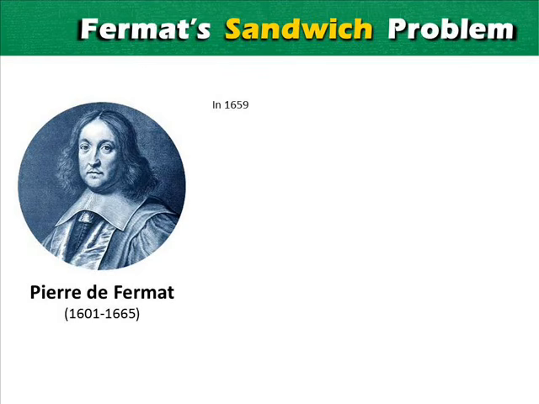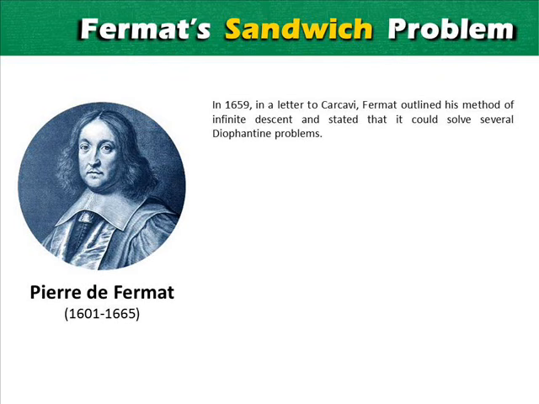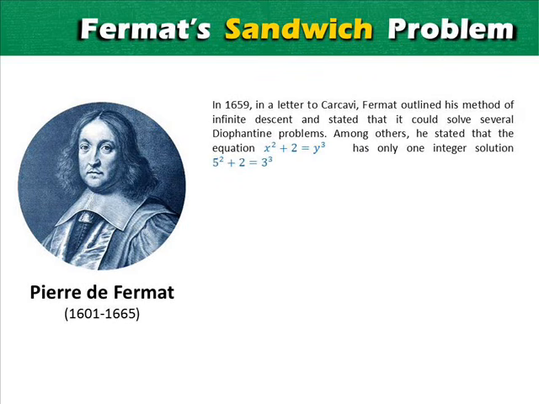In 1659, in a letter to Carcavi, Fermat outlined his method of infinite descent and stated that it could solve several Diophantine problems. Among others, he stated that the equation x squared plus 2 equals y cubed has only one integer solution, 5 squared plus 2 equals 3 cubed, while x squared plus 4 equals y cubed has exactly two integer solutions, 2 squared plus 4 equals 2 cubed, and 11 squared plus 4 equals 5 cubed.